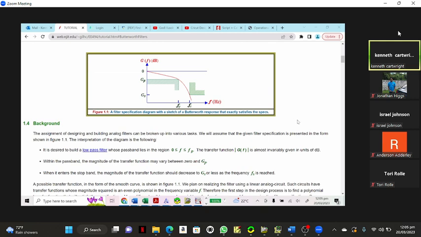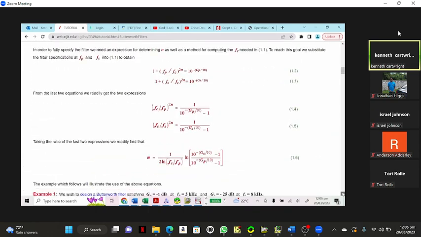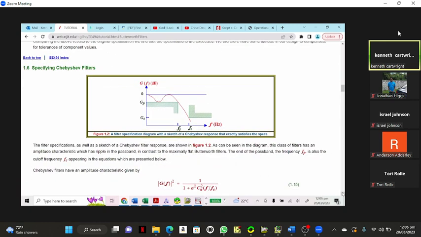And this is Butterworth because it goes smoothly from 0 to the negative 3 dB point, and then on down to the stop band. Now, rather than that, we could have this scenario. And this is a Chebyshev filter.